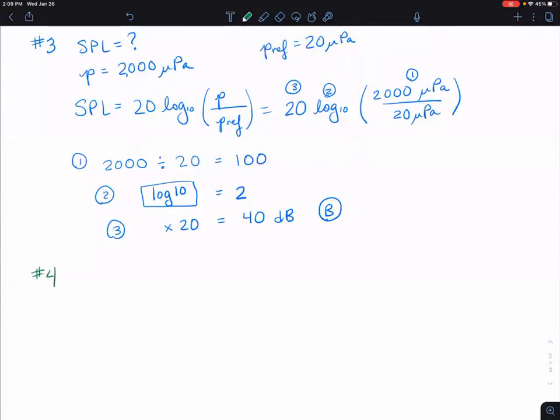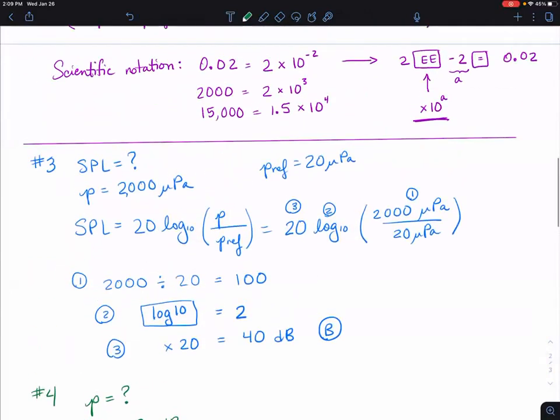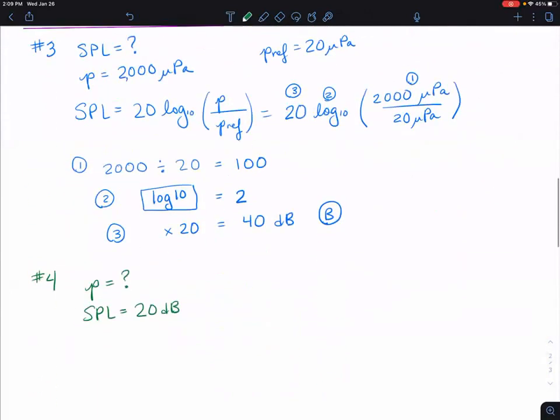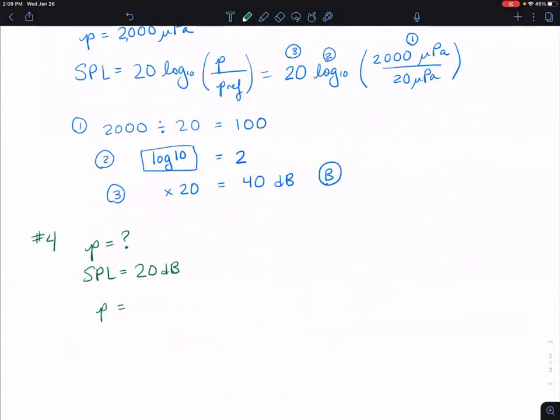So in number 4, P is the question mark, the sound pressure, and the sound pressure level is 20 decibels. Okay, and then our equation, from up above on the other side of your sheet, is P equals P ref times 10 to the power of SPL divided by 20. And again, P ref is always going to be 20 micropascals for our class for sound in air.